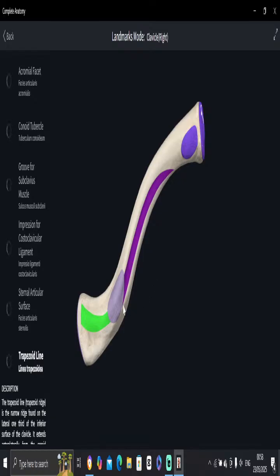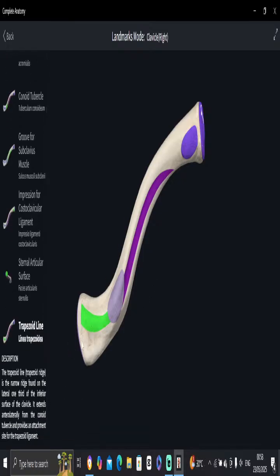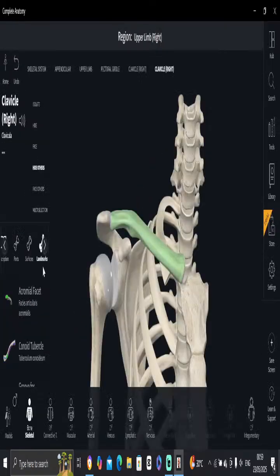Then there's a line here. This is the trapezoid line, which serves as the attachment point for the trapezoid ligament. So we've talked about the anatomy of the clavicle.